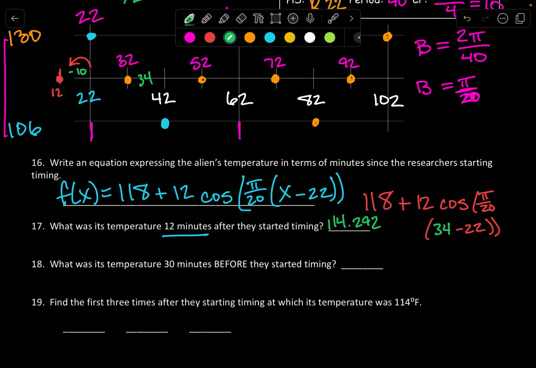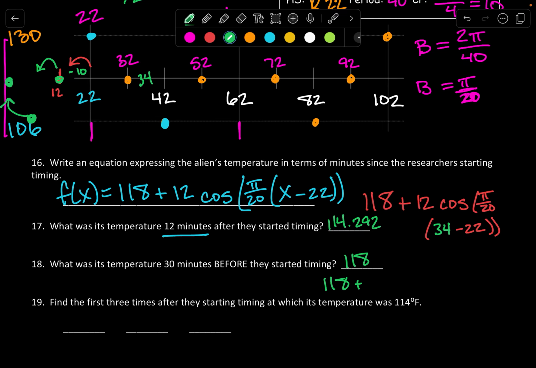114.292. All right. Now, 30 minutes before, the same concept kind of works here. This would be minus 10. That would bring me to the middle. I'd go back 10 more. That would bring me low. And I'd go back 10 more, and that would bring me to the middle. So 30 minutes before should be 118.